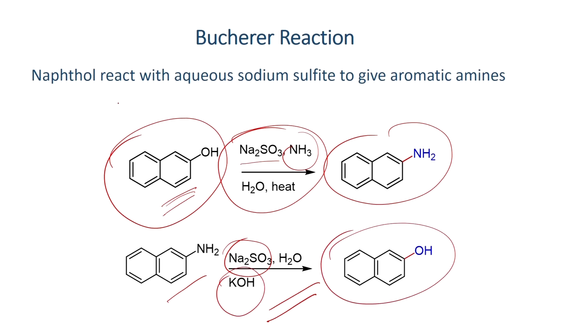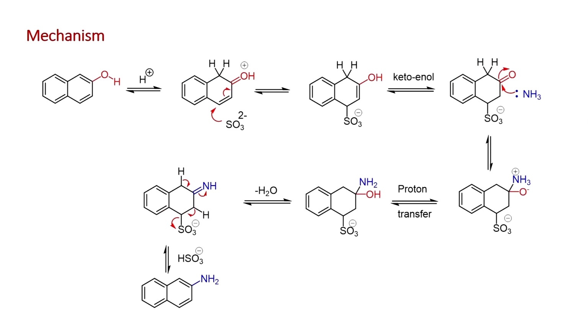So here, for example, naphthol can react with aqueous sodium sulfite to give aromatic amines. Similarly, if you have the naphthylamine, it can also react with the aqueous sodium sulfite in the presence of potassium hydroxide, and it can convert into beta naphthol as the product. Let us see the mechanism of this transformation.